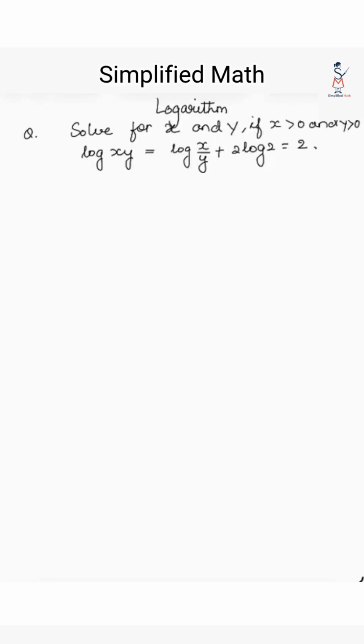Hi, we are doing logarithm. Solve for x and y if x is greater than 0 and y is greater than 0. Log xy is equal to log x by y plus 2 log 2 is equal to 2. So we have two equations. You can see there are two equal to signs over here.